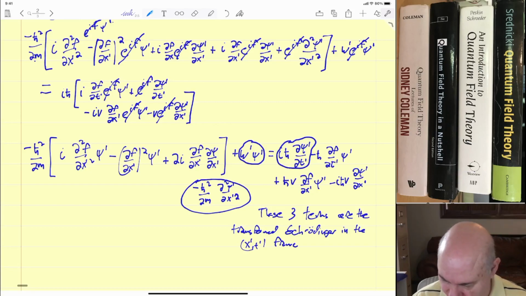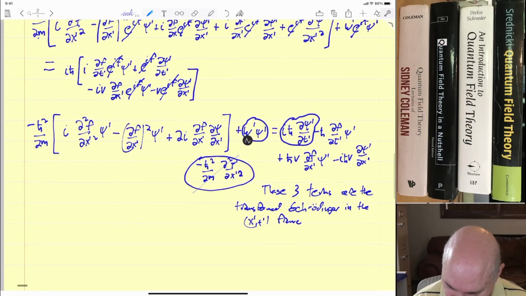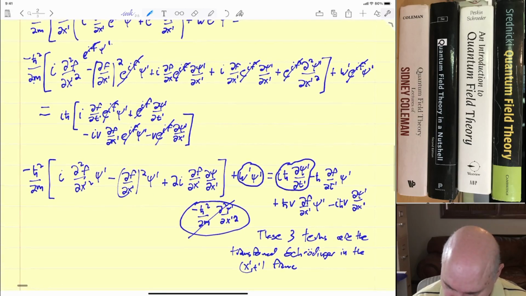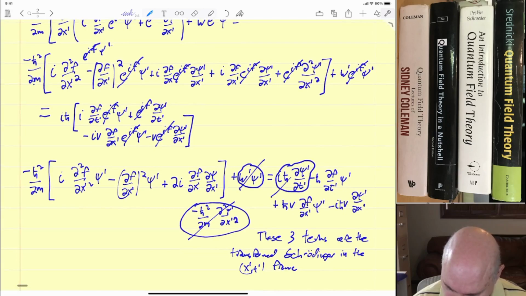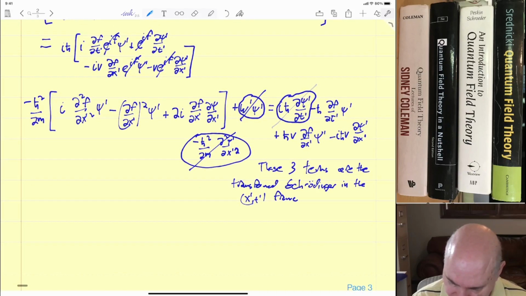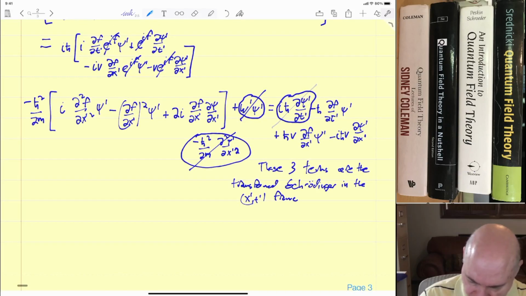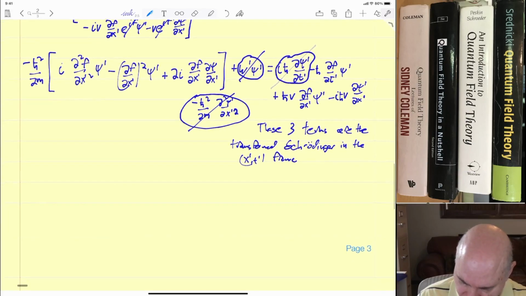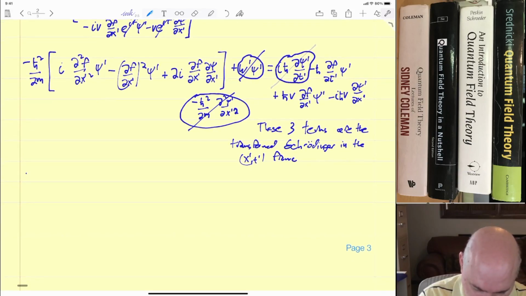So we can cancel these three terms here because this plus this equals that. So I can cancel that. And now I'm just going to bring everything here onto the other side of the equation. We get one big nice equation. Not too nice.